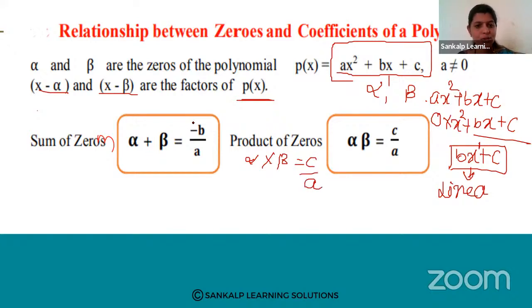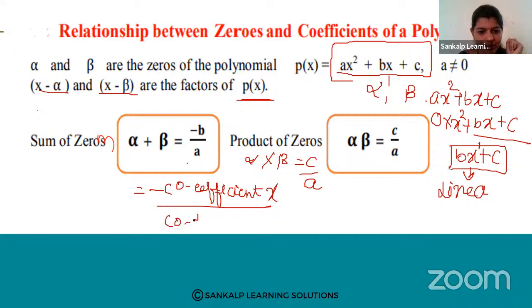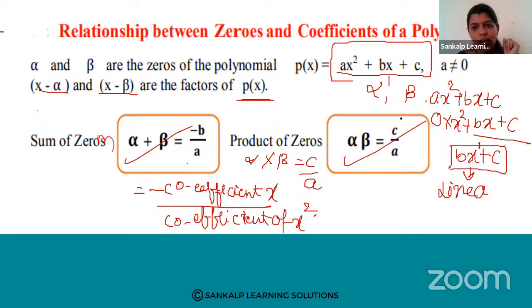Alpha plus beta is equal to minus b divided by a. What do you mean by minus b? Minus is the sign, keep it as it is. B means the coefficient of x, right? And a is the coefficient of x square. So it is a very, very important formula we are going to study in this chapter.